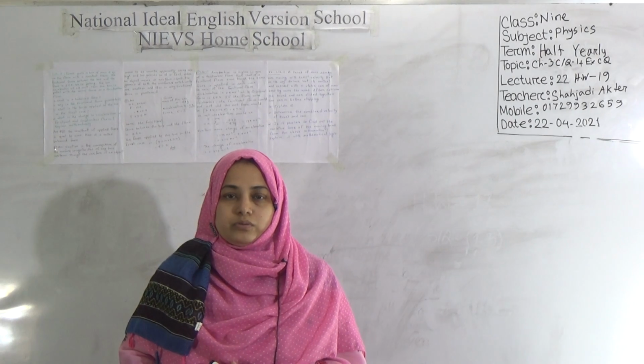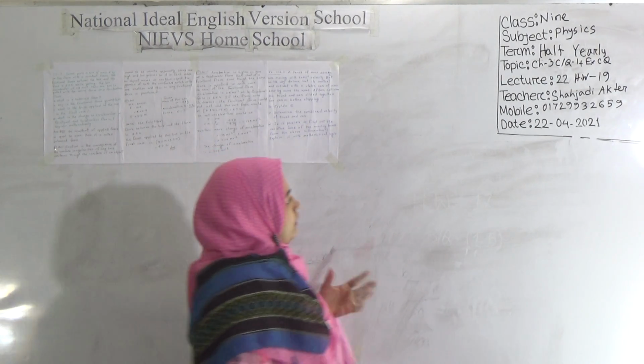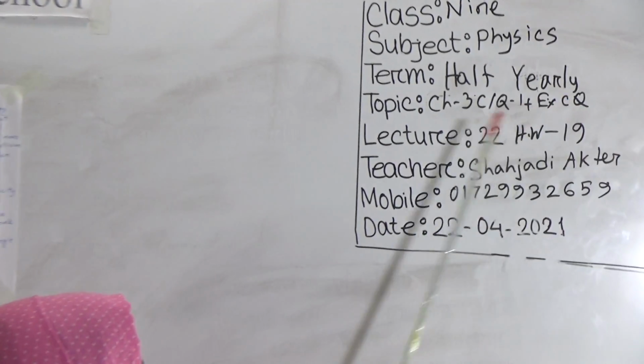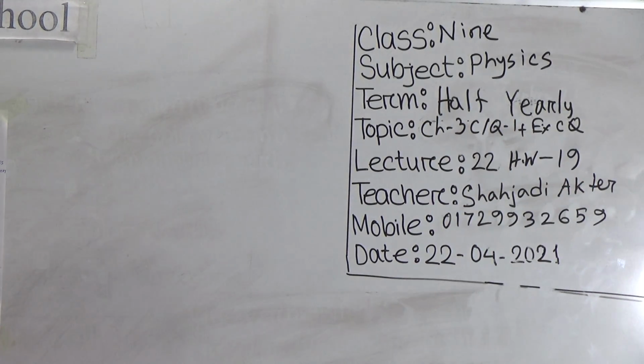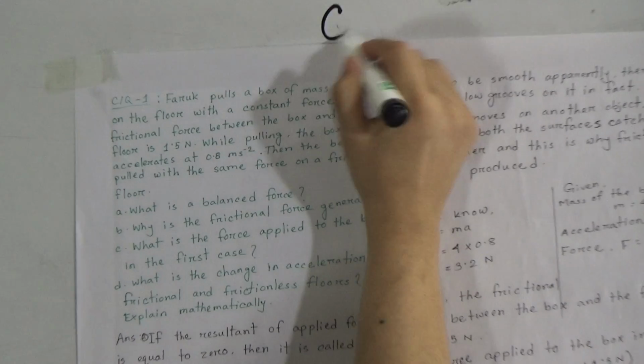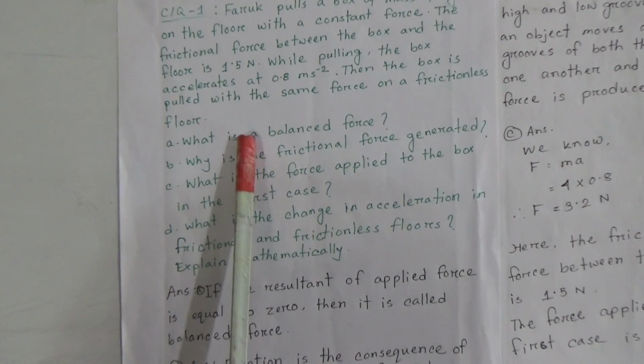Today, I am going to take a physics class for class 9 students. My dear students, our today's topic is Chapter 3, CQ1 and Extra CQ. Our today's lecture number is 22 and HW number 19. So let's start our class. This is Chapter 3, Force. Chapter name is force. At first we will discuss CQ1.